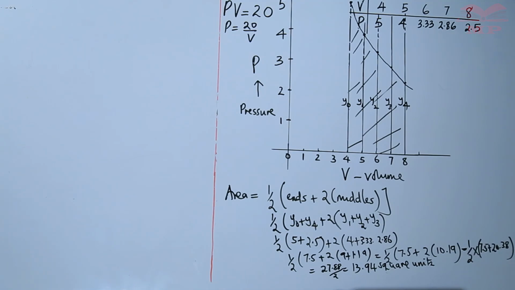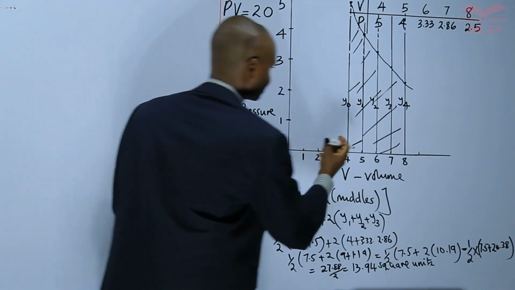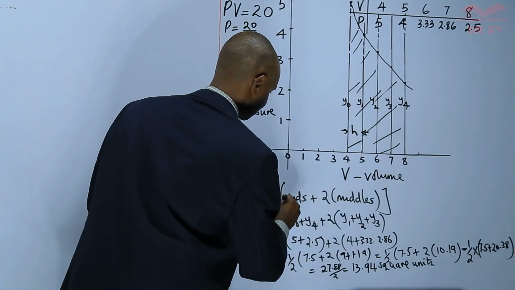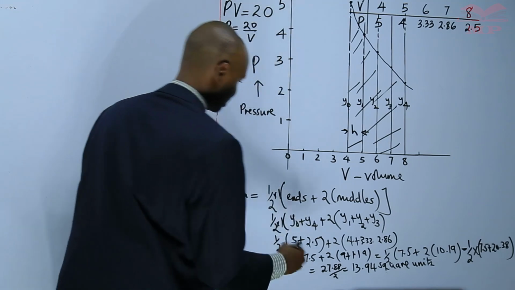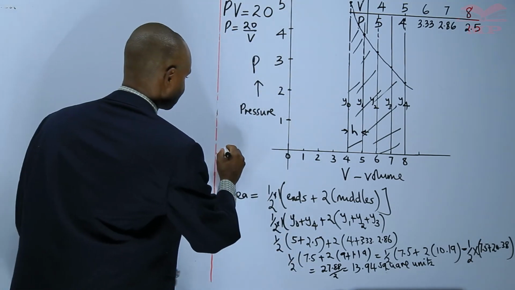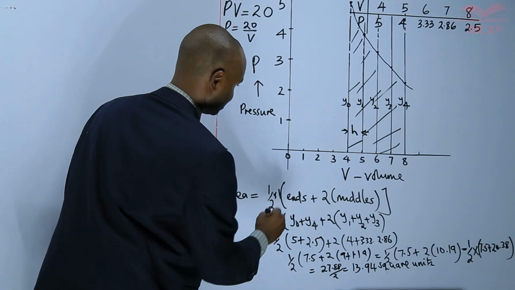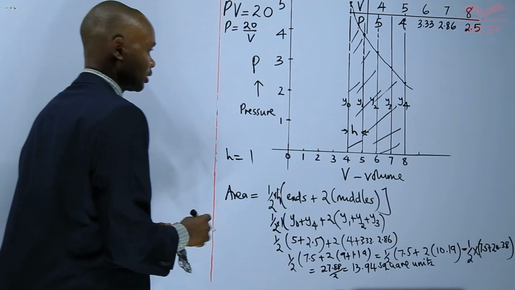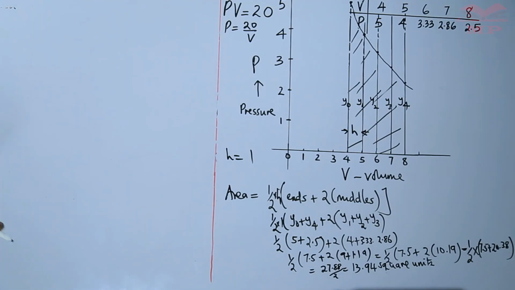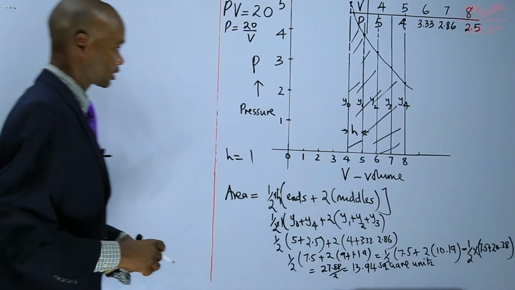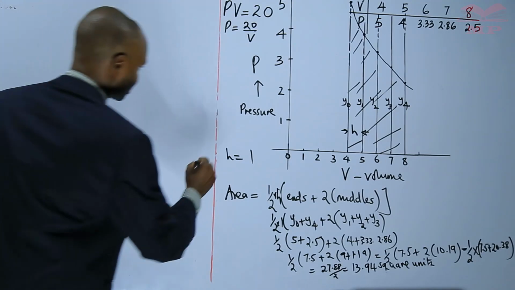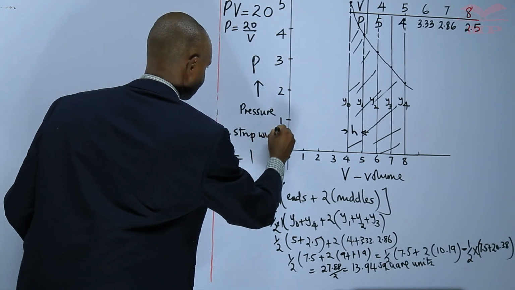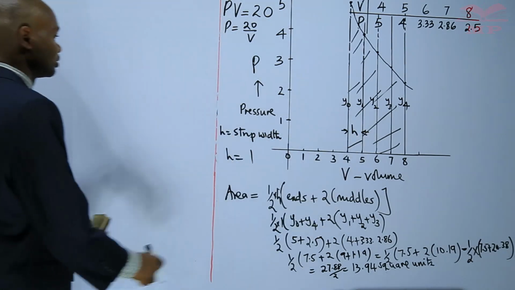Sorry, before we continue, there was our H. This H. You are supposed to include it here, times 1, but it eventually cancels. So it's good to write a half H. So H is actually equal to 1 unit. So it eventually cancels out. It is the strip width. H is the width of that strip.